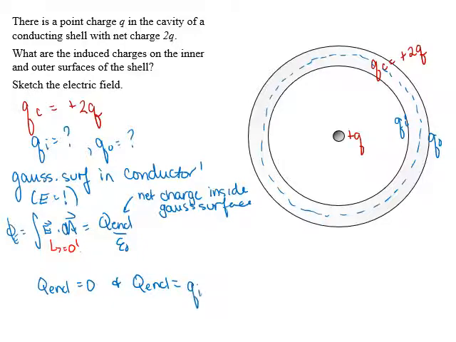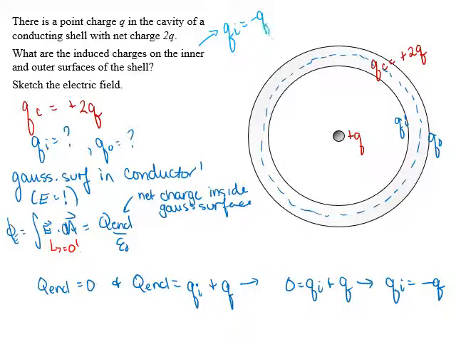So Q enclosed equals Q on the inner surface plus the point charge plus Q. That tells us that 0 equals Qi plus Q, which tells us that Q on the inner surface equals negative Q. It's kind of a familiar result by now, but it's still useful to go through the process. Okay, so that's the charge on the inner surface, Qi equals negative Q. What about the charge on the outer surface?